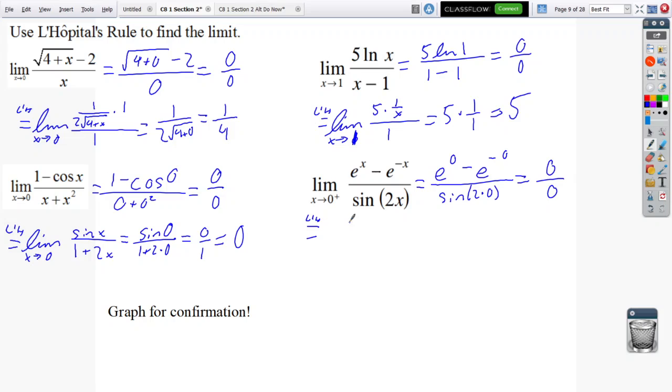L'H, derivative of e to the x is, oopsies, I forgot my limit value. Oh my gosh, that was so embarrassing.